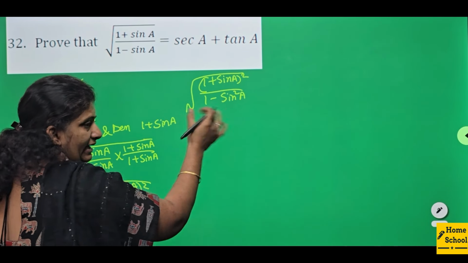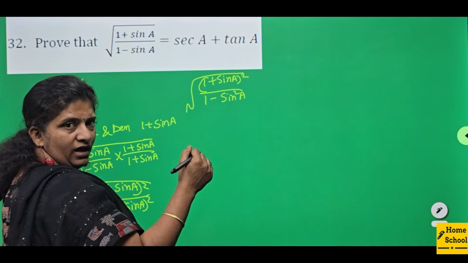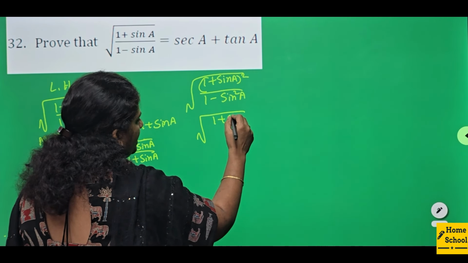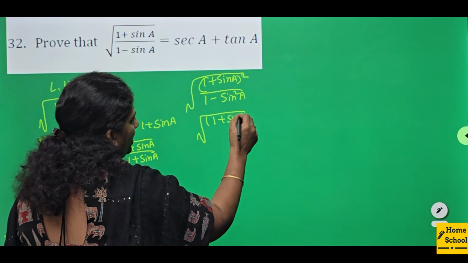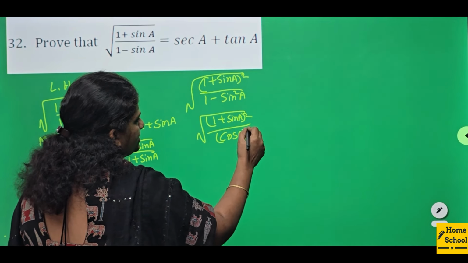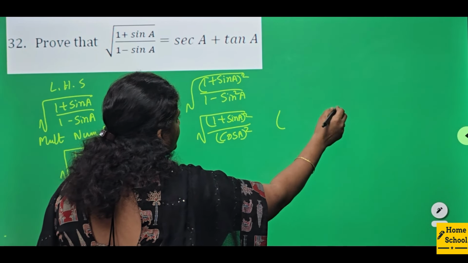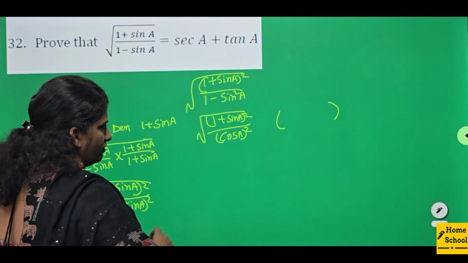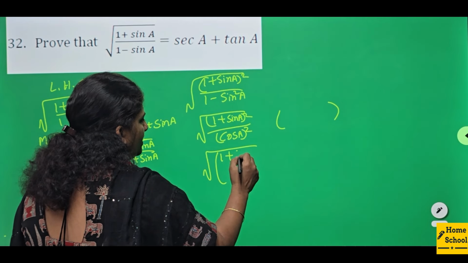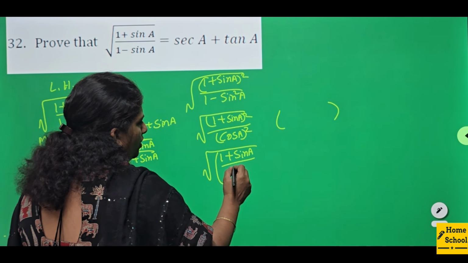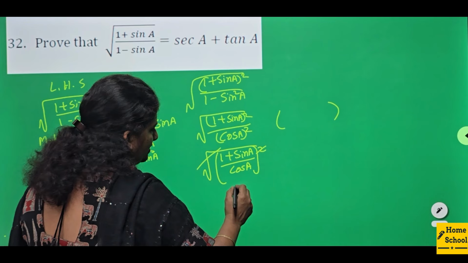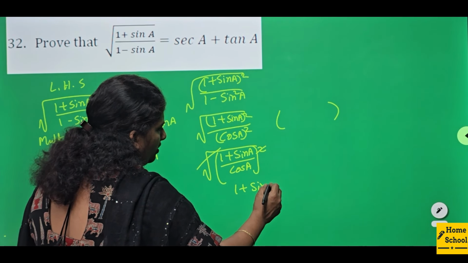We know one identity. What is 1 minus sin square theta? Cos square theta. Write that: 1 plus sin A whole square by cos square A, or I will write it as cos A whole square. Since by this identity I have written this, you need to write. Then this one finally I will take it as 1 plus sin A by cos A whole square. Square and root will be cancelled. 1 plus sin A by cos A.